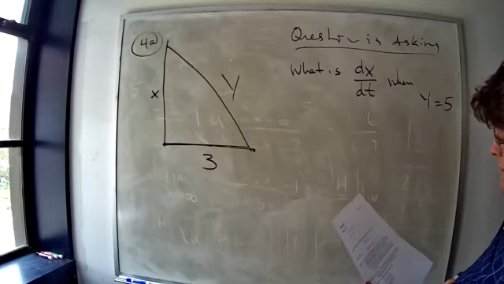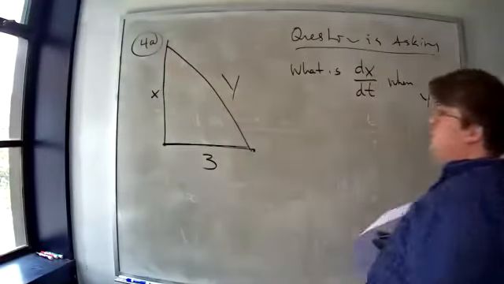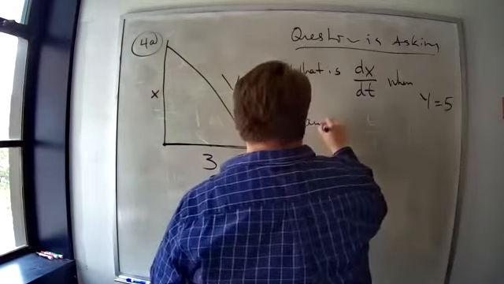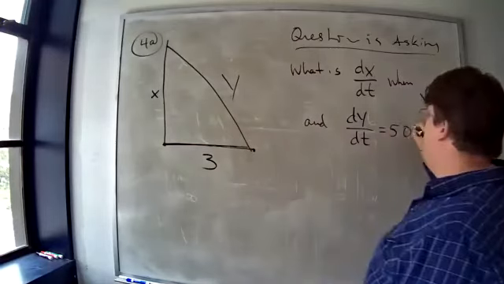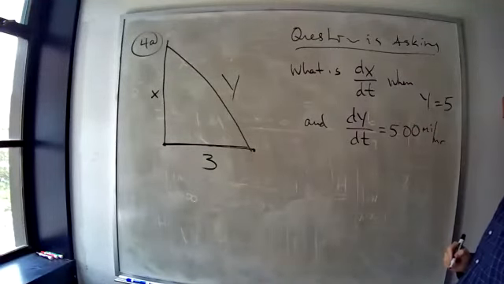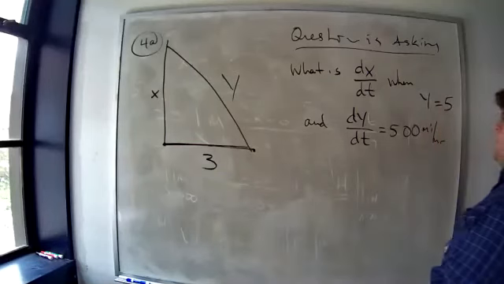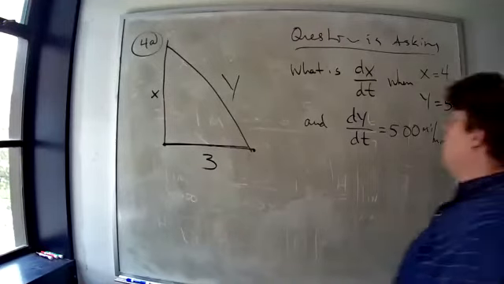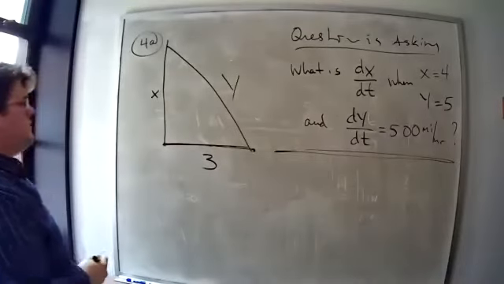What other information do we have? The distance from the rocket to the radar station is increasing at 500. So this distance, y, is changing at 500 miles per hour. So we also have information on how y is changing. Now I left a gap here above y equals 5, because when y equals 5, we could find the other variable x, because that would make a 3, 4, 5 triangle. So that's what this question is asking.